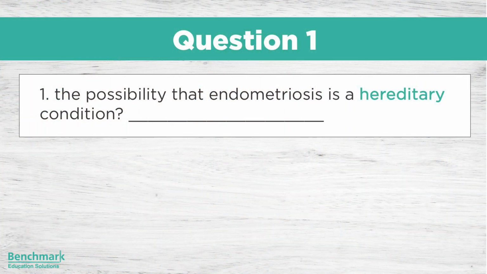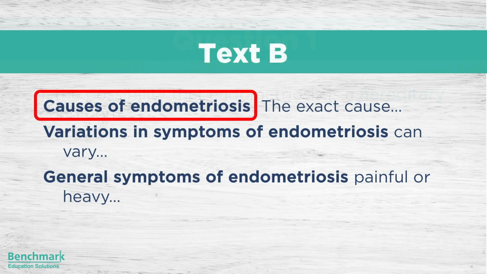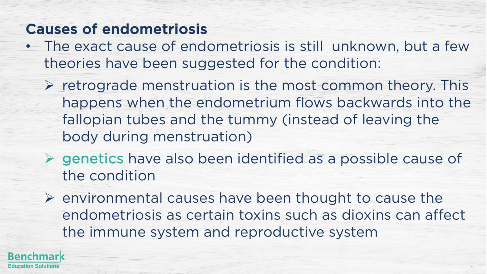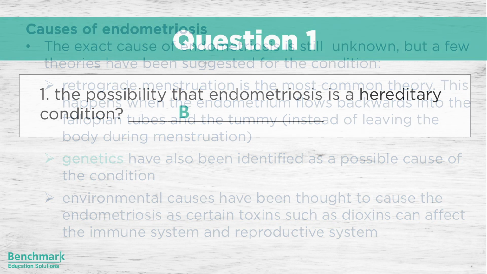The keyword in question 1 is heredity. Since this word doesn't appear at all in the texts, you'll need to think of synonyms. If you can't think of any synonyms, then think about which category or heading this information might be under. Hereditary means inherited from. So it's probably about how a person can get endometriosis. This would fall under causes, which we know by now is in text B. Is there anything in text B that talks about the sickness being inherited? Yes, the word that tells you this is genetics. So your answer is B.